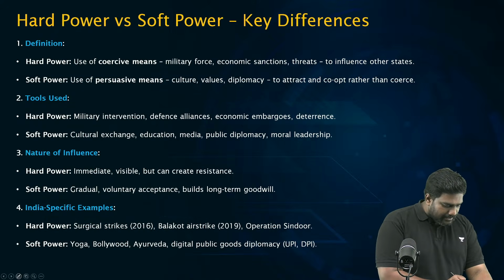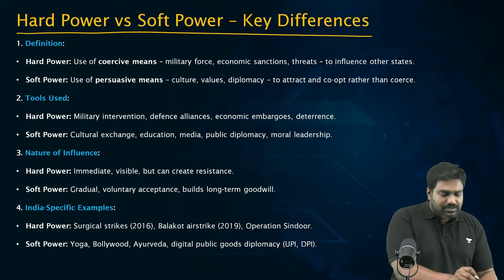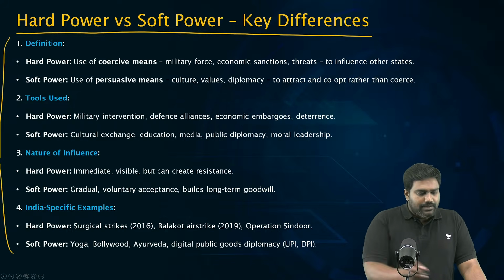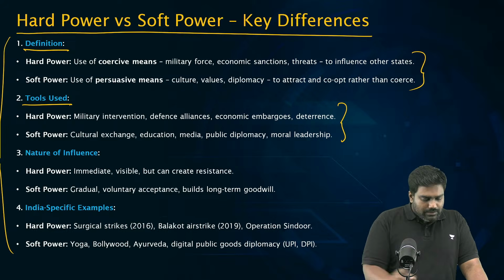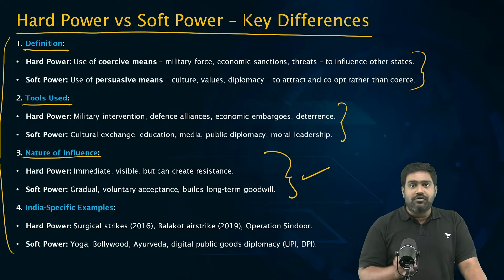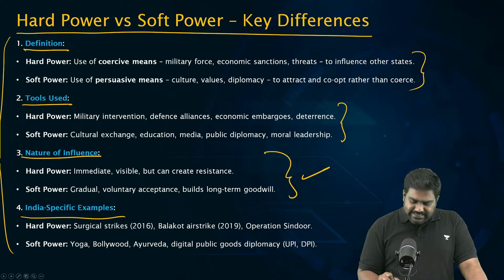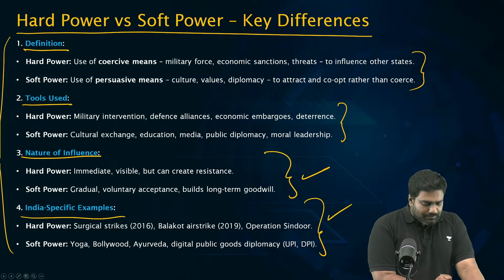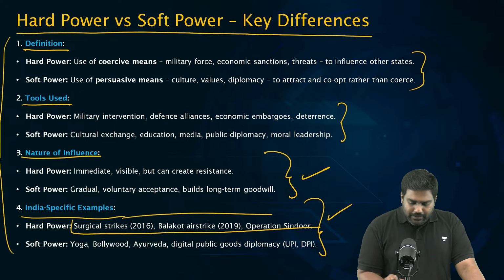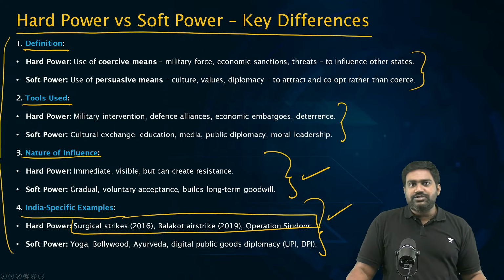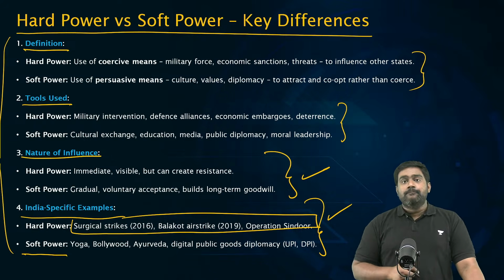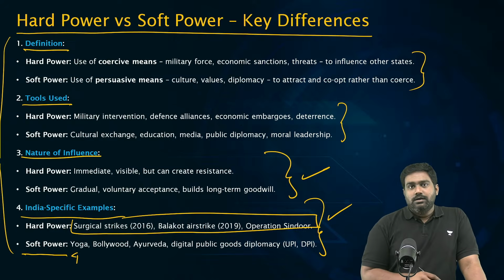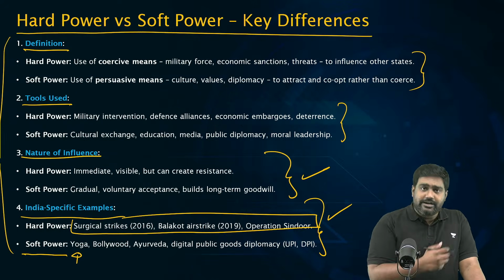Now, look at the slide here. Take down the difference between hard and soft power based on definition, the different tool sets that are used, the nature of influence that you gain from hard and soft power with examples. The best example for India's hard power would be Operation Sindoor, Balkot airstrikes, surgical strikes, etc. Best example for soft power from India would be the push given to yoga, right? How India is promoting the International Day of Yoga. We got it designated from the UN.